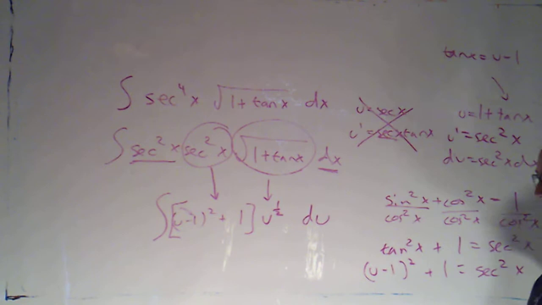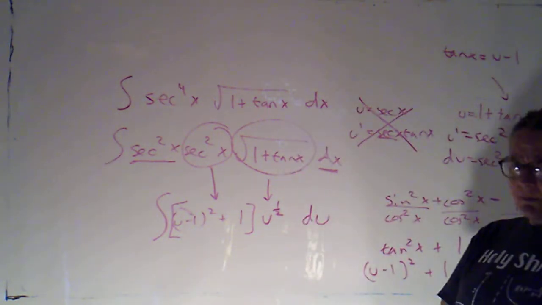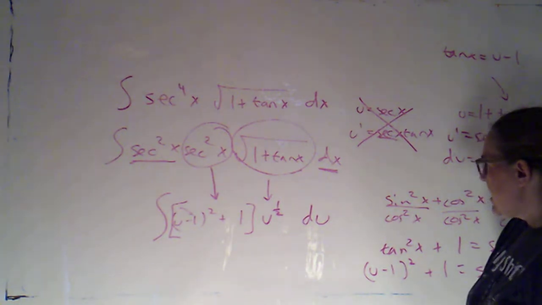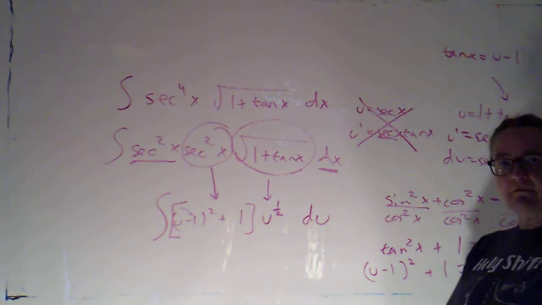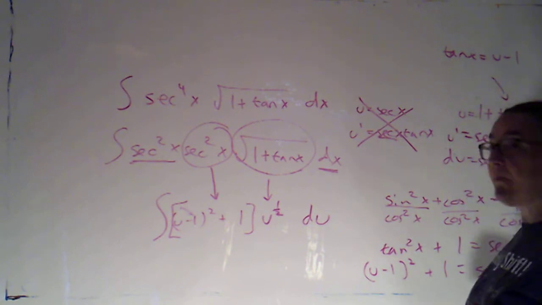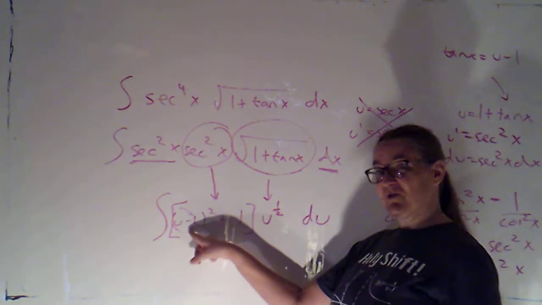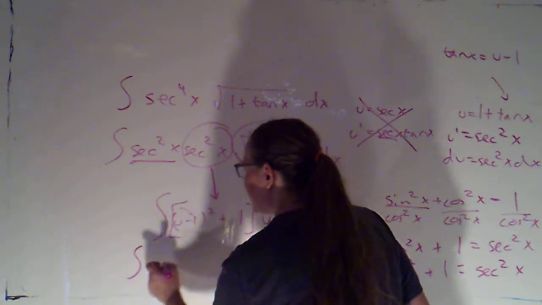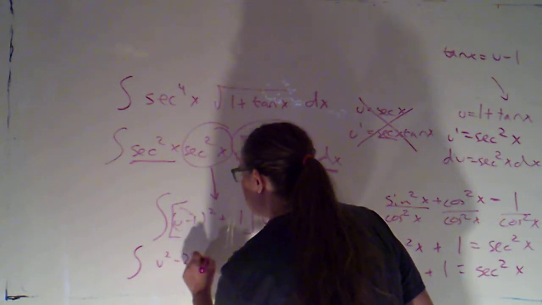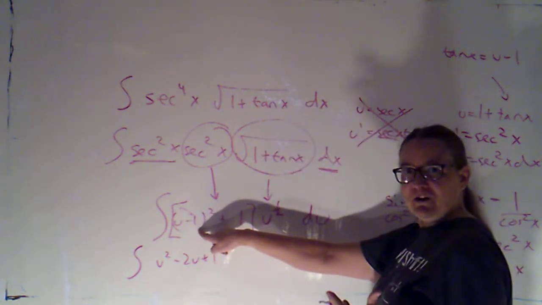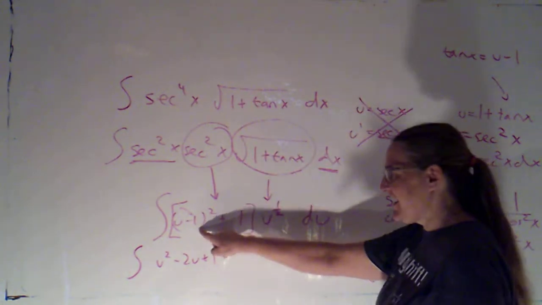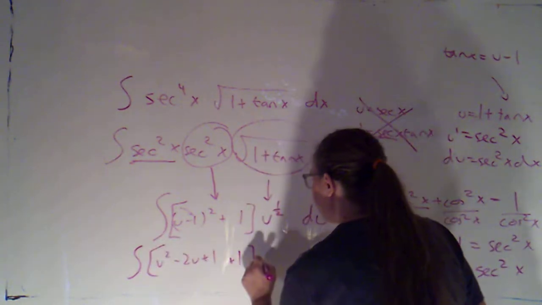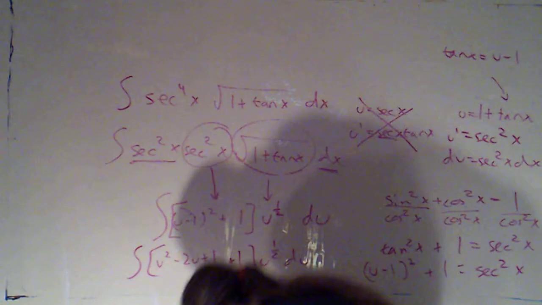Now that I have that, let's take a look, because I still have a fairly complicated integrand here, but I just see a bunch of arithmetic that I can do because everything is in terms of a power of u, or at least it will be once I multiply this out. So the integral of that would become u squared minus 2u plus 1. So right now it's a power of u minus 1, but when I multiply it out, all powers of u, plus 1, and then times u to the 1/2 du.